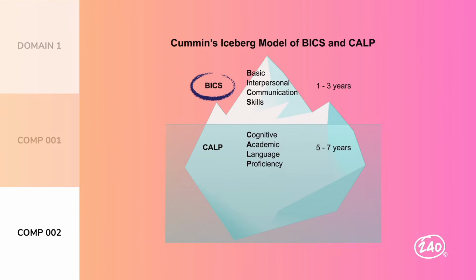But let's go ahead and talk about one of these theories in detail. BICS stands for Basic Interpersonal Communication Skills. CALP stands for Cognitive Academic Language Proficiency. Language development professor Jim Cummins theorizes that it takes 1 to 3 years to reach proficiency in BICS, while it takes 5 to 7 years to develop CALP.